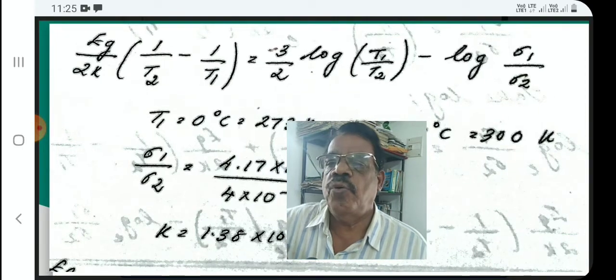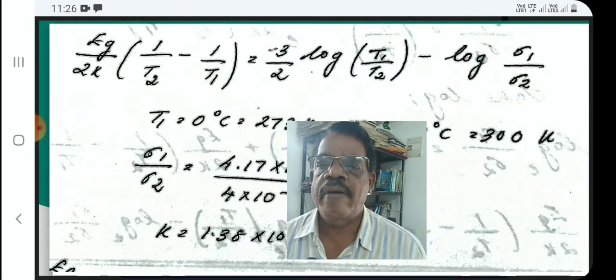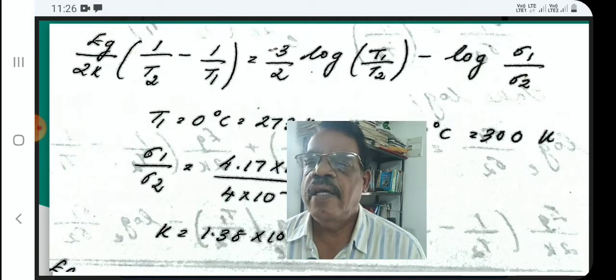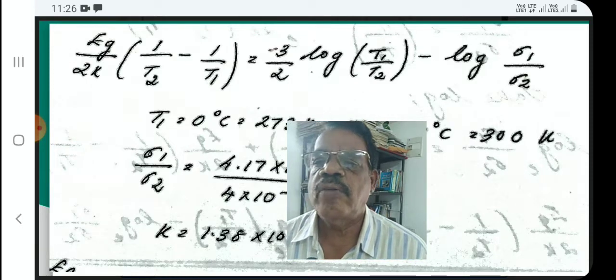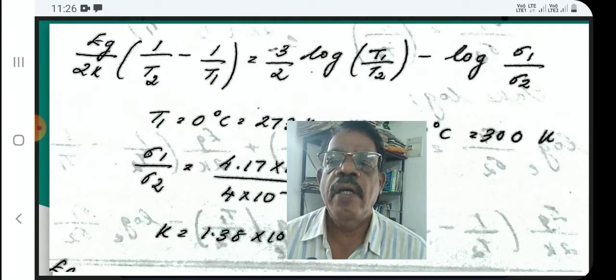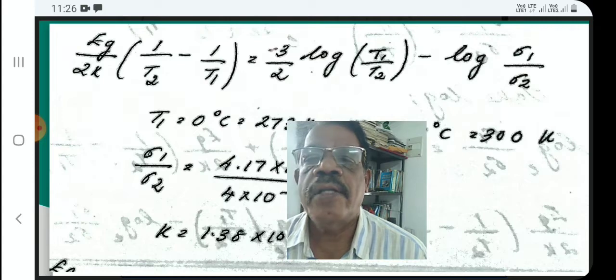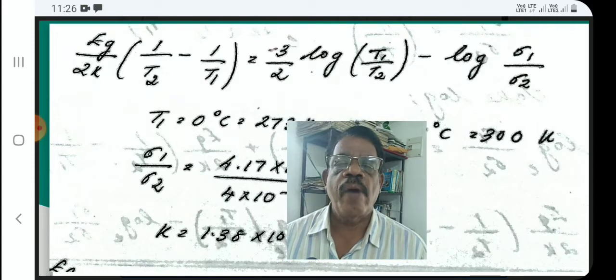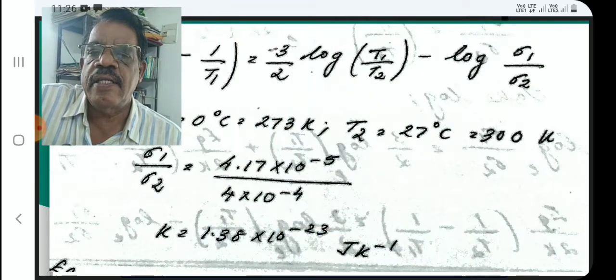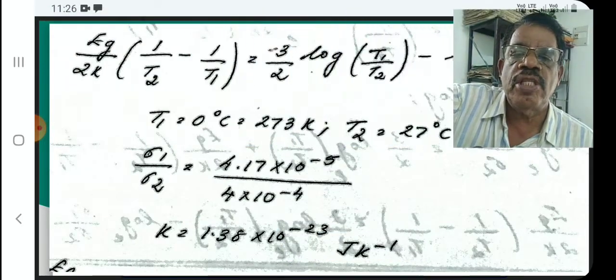Eg by 2k into 1 by T2 minus 1 by T1. Two temperatures T1 and T2 are given. Eg by 2k into 1 by T2 minus 1 by T1 is equal to 3 by 2. There is no minus sign. 3 by 2 log T1 by T2 minus log sigma 1 by sigma 2. T1 is 0 degrees Celsius, 273 K. T2 is 27, 300 K.